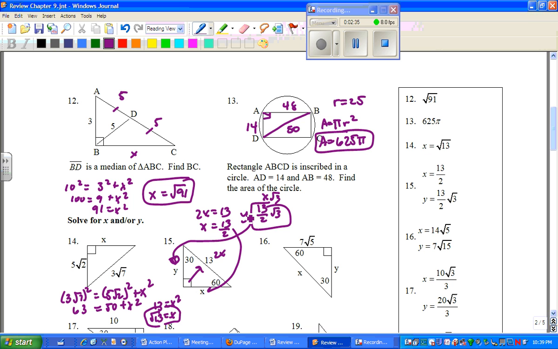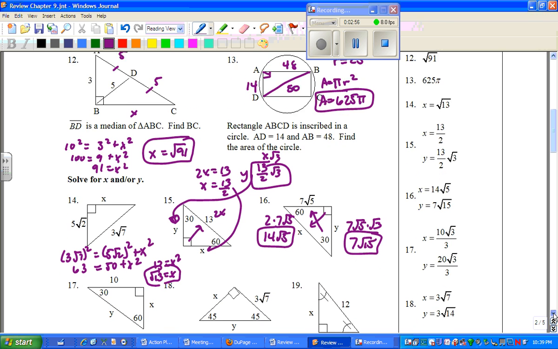Number 16, same idea, 30 and 60. The 30 side is this side, so let's do the 90 side, which is 2x. So that's 14 root 5, because all you do is take 2 and multiply by 7 root 5. And when you want this side, you plug in a 7 root 5 into the root 3, and you get 7 root 15 for your answer.